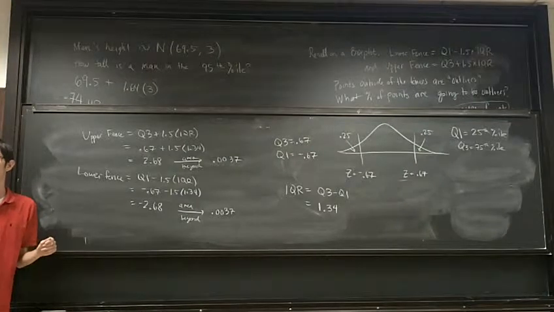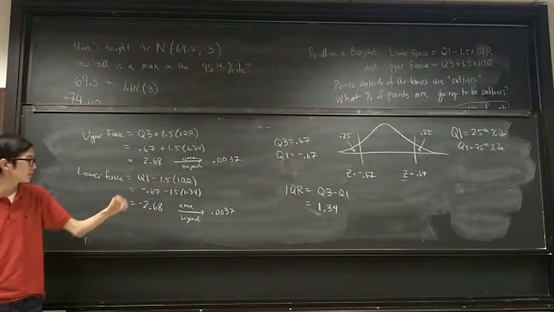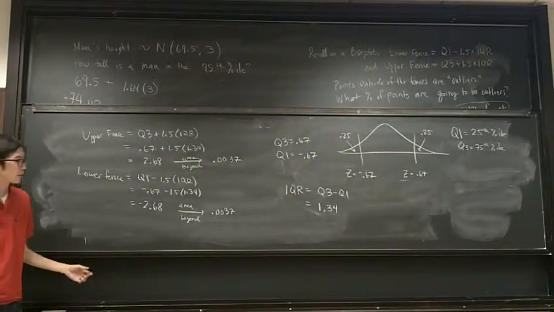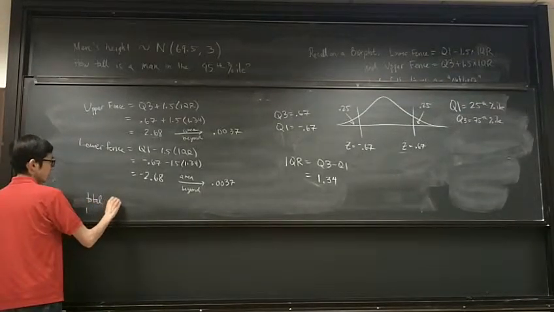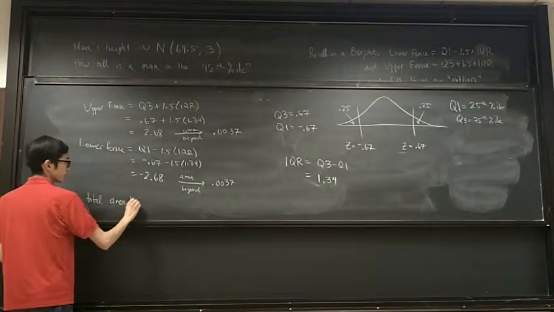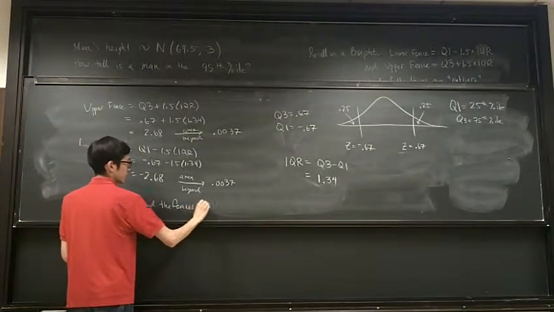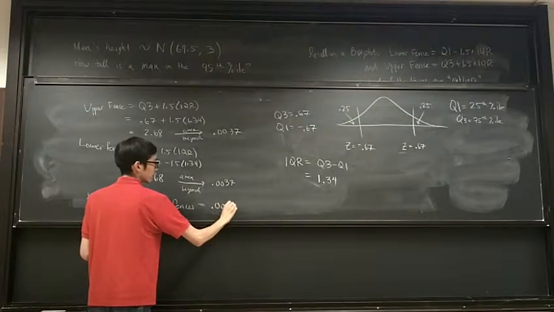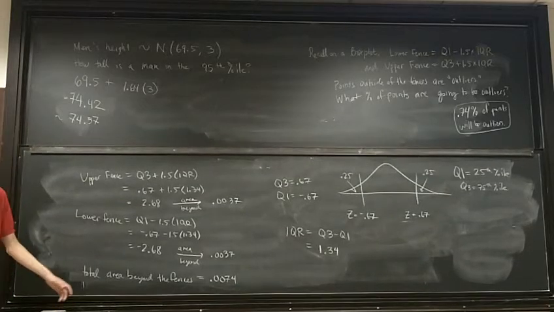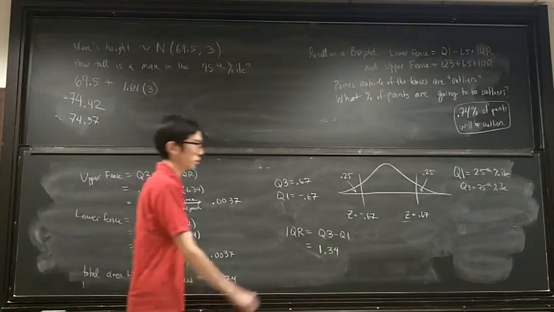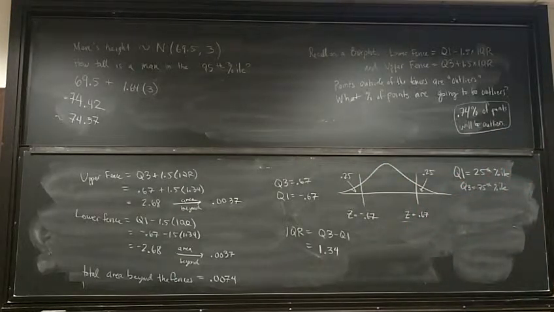Alright, so then the total area beyond my upper and lower fence will be 0.0074. So total area beyond the fence is equal to 0.0074. So about 7 in 1,000, 15 in 2,000 points-ish are considered outliers. So a little less than 1%.